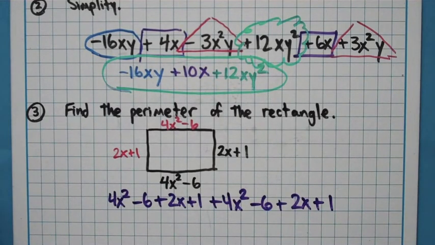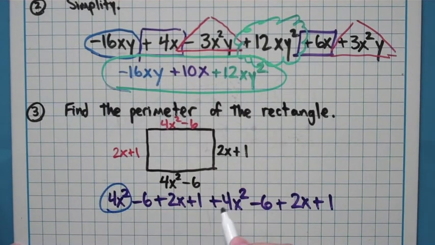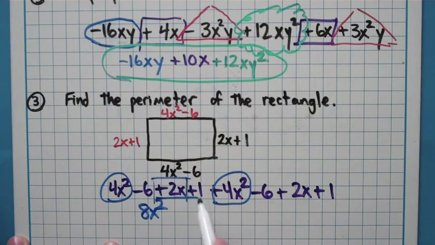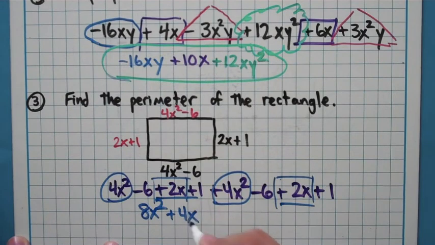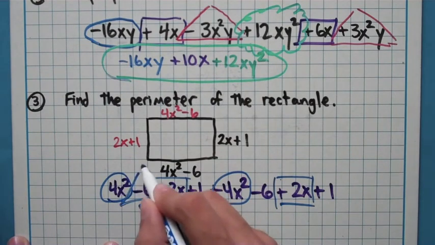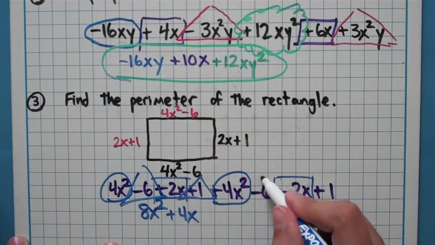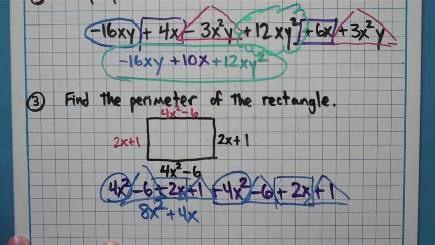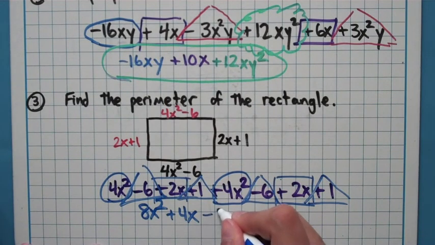Now I just start combining like terms. I have a 4x squared plus 4x squared. That is going to give me an 8x squared. I have a plus 2x and a plus 2x. Those will give me a plus 4x. And I have a bunch of numbers on this one. Minus 6 plus 1, minus 6 plus 1. And if I actually combine those there, I'll end up with a negative 10. So I'll put minus 10 here.